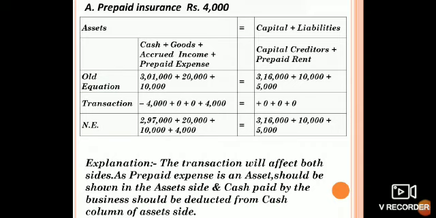the new equation will be 2,97,000 plus 20,000 plus 10,000 plus 4,000, and under liability side it is 3,16,000 plus 10,000 plus 5,000. The transaction will affect both the sides. As prepaid expense is an asset, it should be shown in the asset side, and cash paid by the business should be deducted from cash column of asset side.